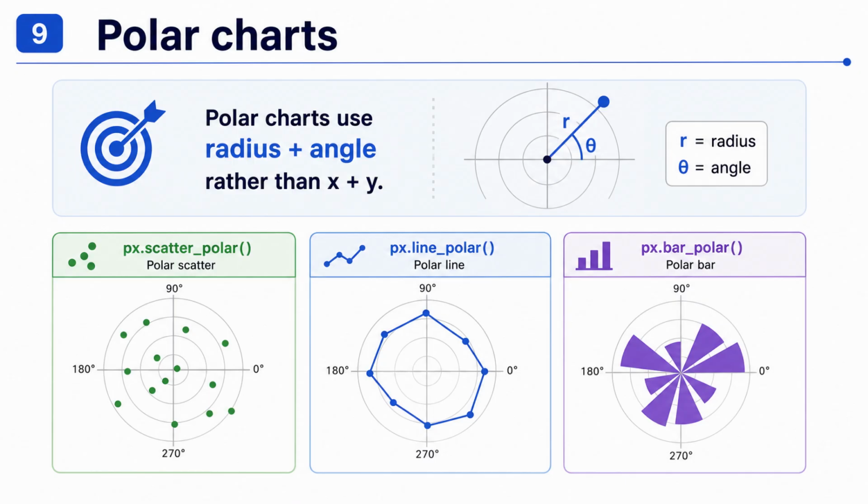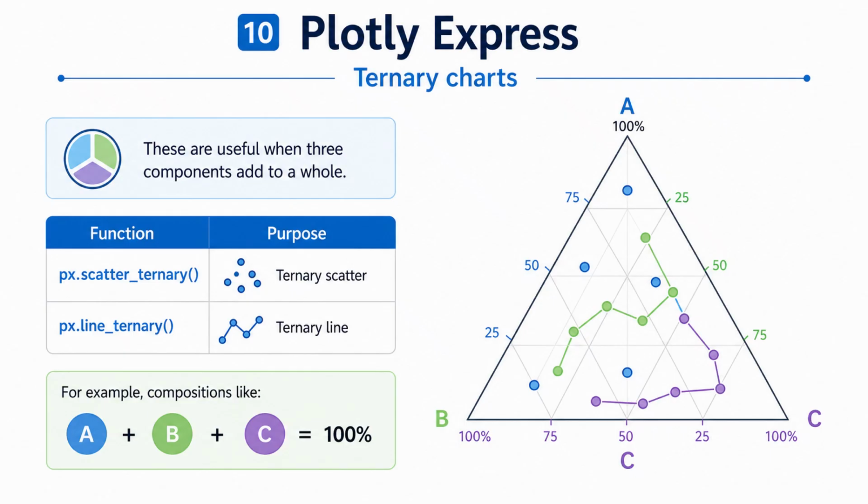Polar charts use an angle and a radius instead of normal x and y coordinates. Plotly provides polar scatter, line, and bar charts. These charts are useful for directional or circular data, such as wind direction, seasonal patterns, or measurements that repeat around a cycle.